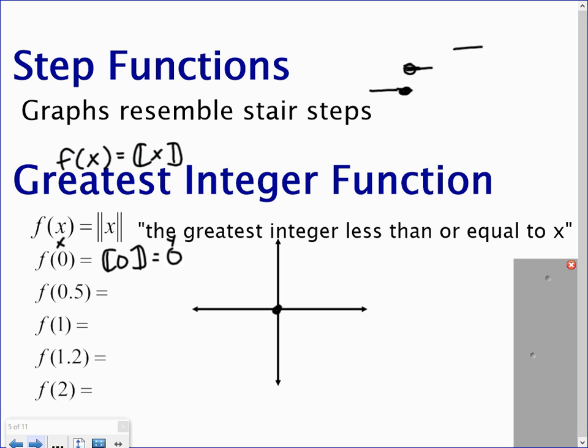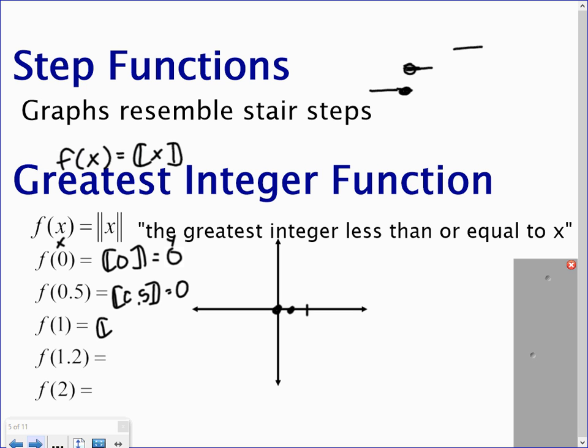For f of 0.5, the greatest integer of 0.5 is asking me to select the greatest integer that is less than or equal to 0.5. 0 is the closest integer to 0.5 that's not more than 0.5. Does that make sense? Okay. So (0.5, 0) is also on my graph. There's my 1 mark.